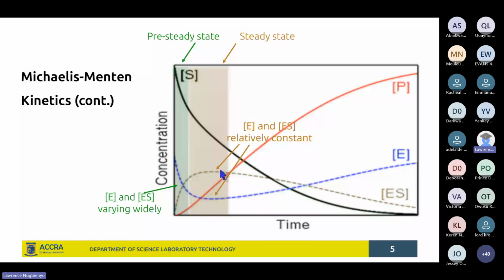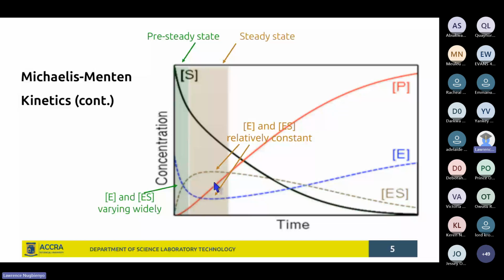where you have the concentration of the enzyme, and at the same time, the concentration of the enzyme substrate complex being relatively constant, because as you see, the enzyme concentration lowers and becomes almost at the same level, constant throughout. At the same time, you have the enzyme substrate complex, because all of it is occupied. You have at that moment a steady state of the reaction.